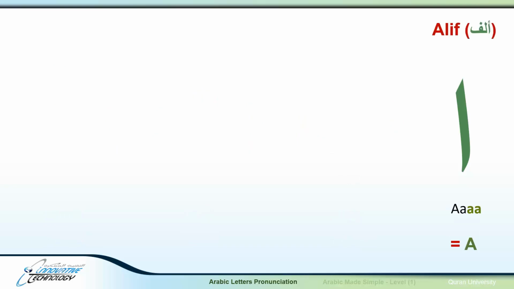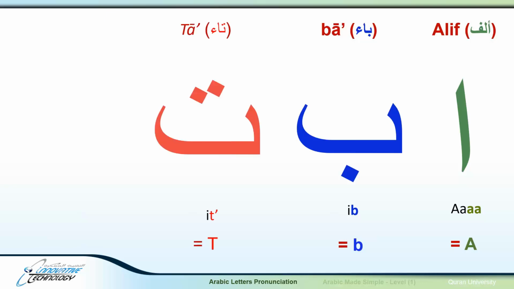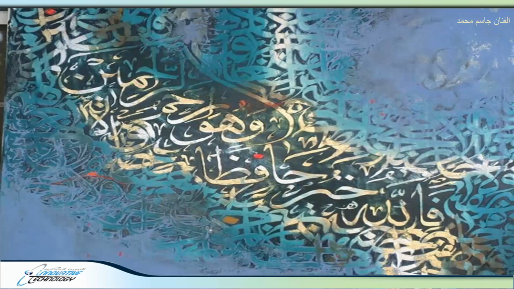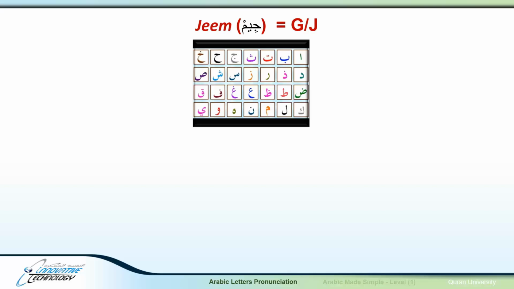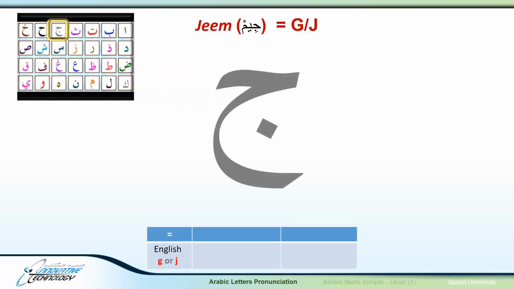Alif, ba, ta, tha. Now we'll move to another group of letters. We'll start with the jim. Jim is a letter that looks like this and is equivalent to the English G or J.